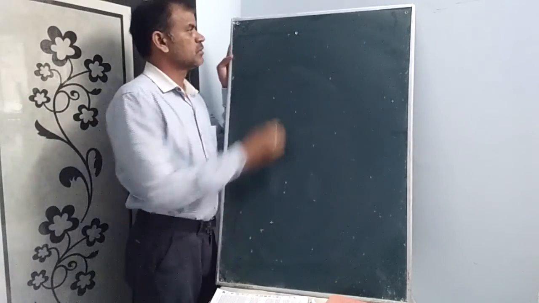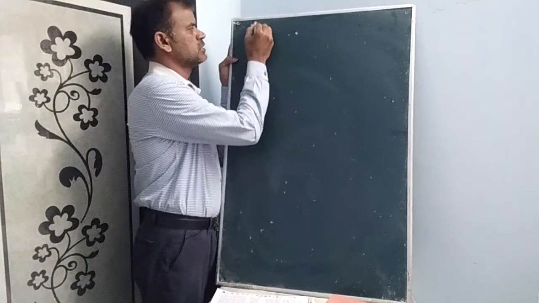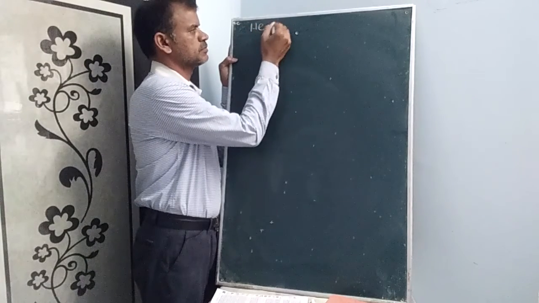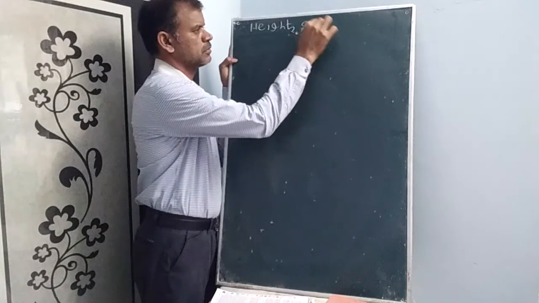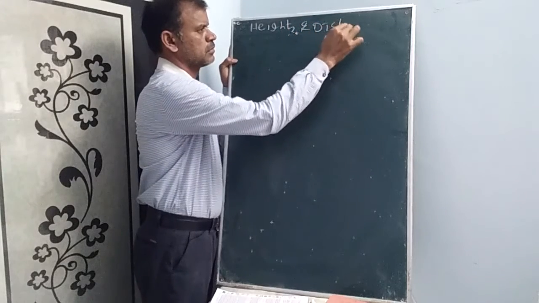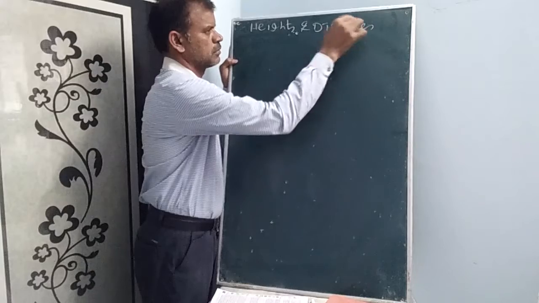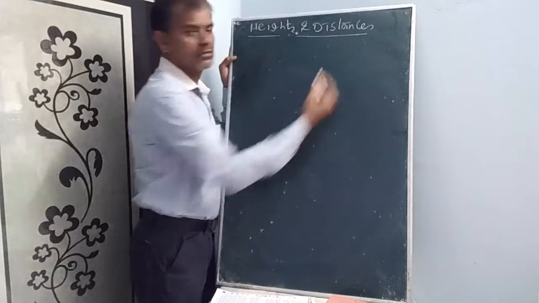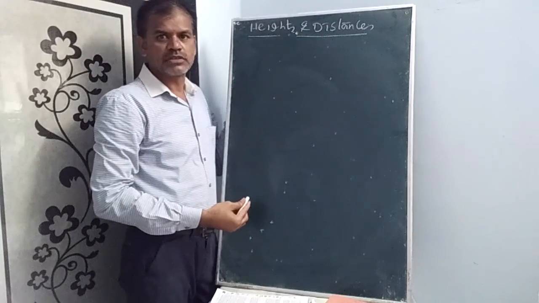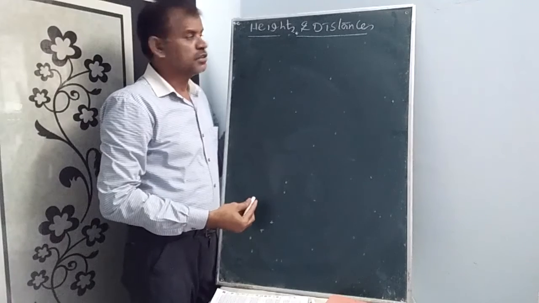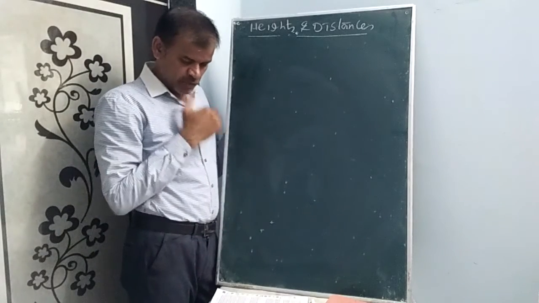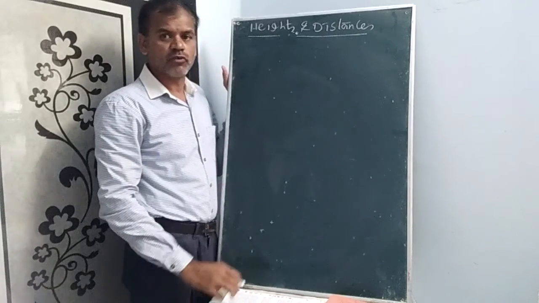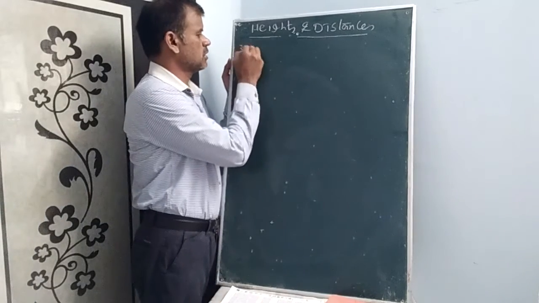Dear students, our topic is heights and distances. Heights and distances topic is going on. In the previous class, we discussed level 3, question 30. Now today, let us discuss questions 31 to 34. Question 31.